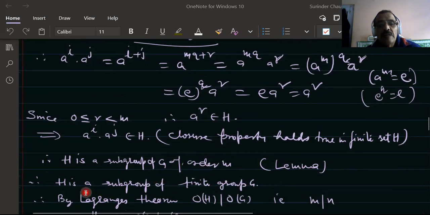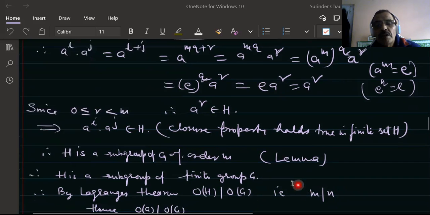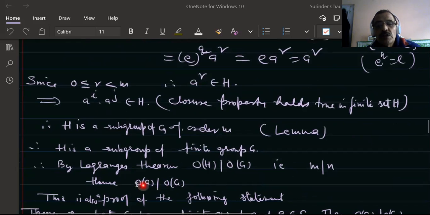Therefore, by Lagrange's theorem, the order of H must divide the order of G. That is, m must divide n. What is m? m is the order of a. This implies the order of a divides the order of G.